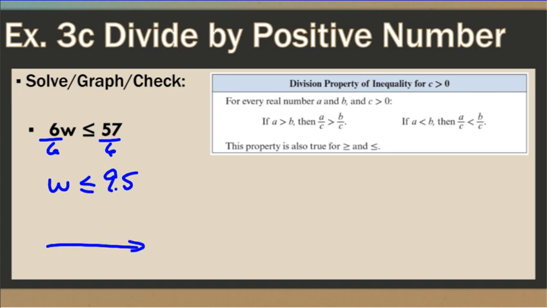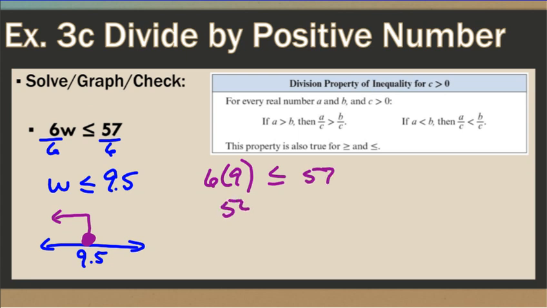So number line, 9.5. Need to have a filled in circle. Less than means to the left. So pick a number less than 9.5. I'll just choose 9. So 6 times 9 has to be less than or equal to 57. 6 times 9 is 54. 54 is less than 57.